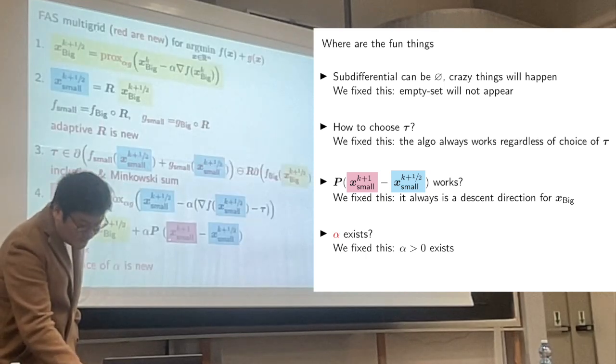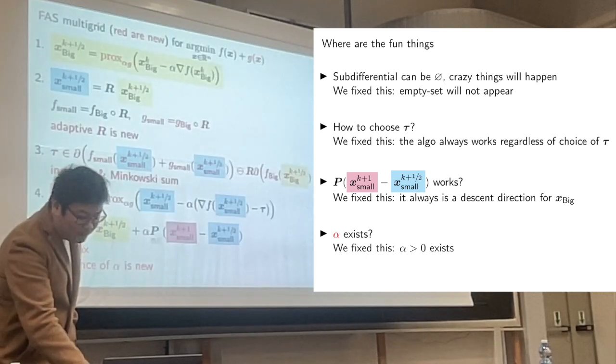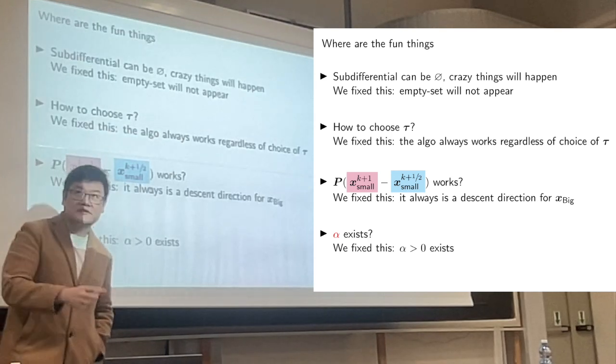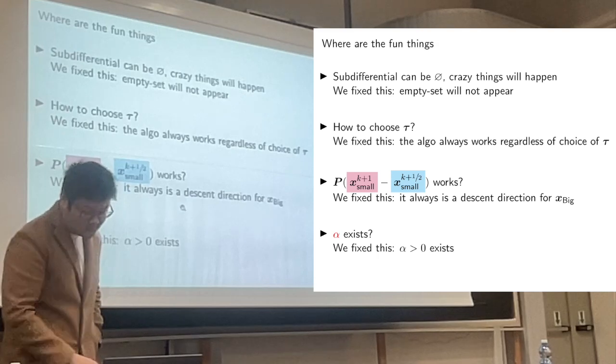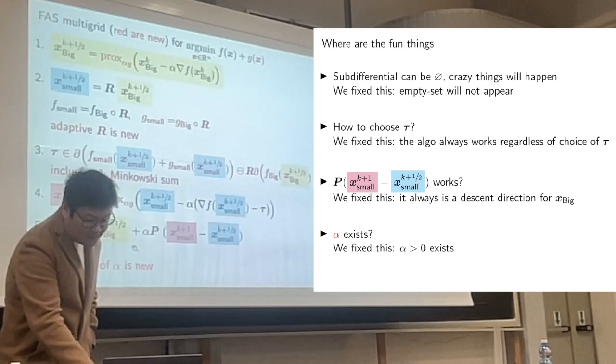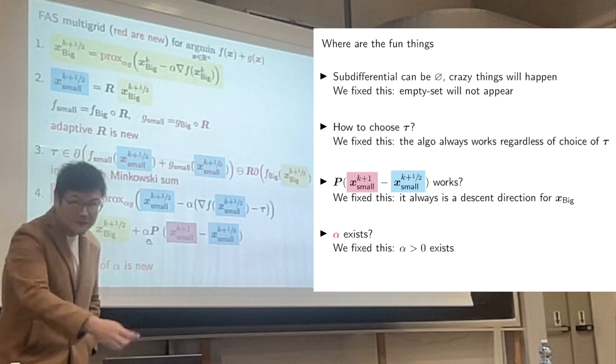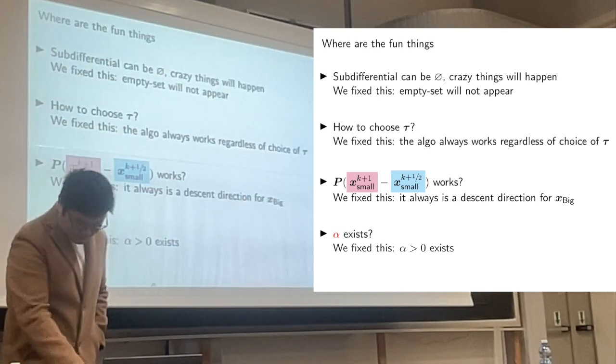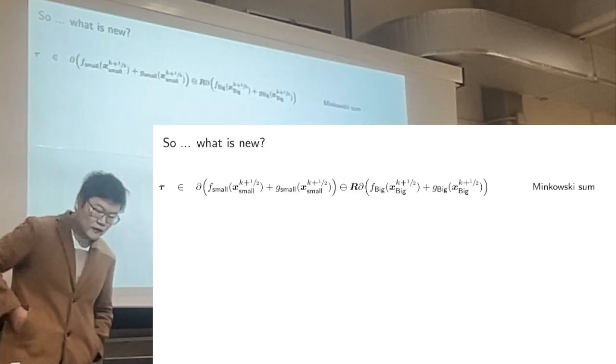Lastly, this is the new update, right? Your big variable plus something. Is this a working direction? Yes, we show that this also works. Lastly, there's an alpha there. Does this alpha exist? What happens if this alpha is 0? No, we show that this alpha exists. That's the contribution.